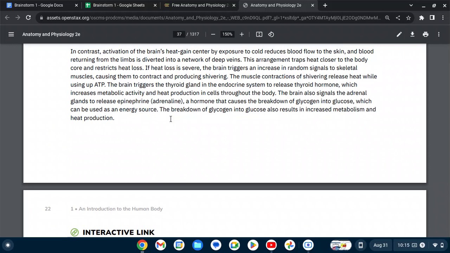In contrast, activation of the brain's heat gain center by exposure to cold reduces blood flow to the skin, and blood returning from the limbs is diverted into a network of deep veins.